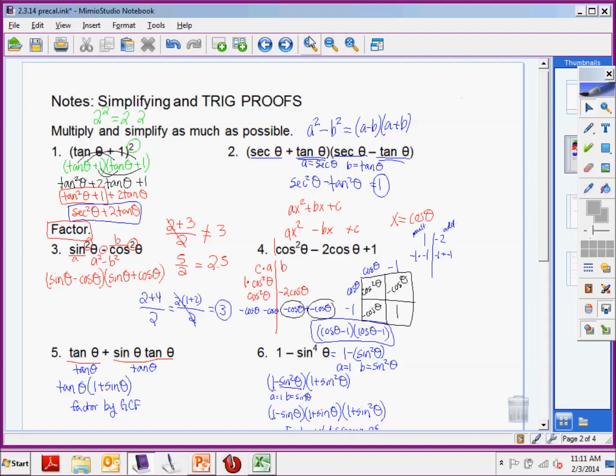Now, because I factored it, if this was the numerator of a fraction and there was something in the denominator that I wanted to eliminate, now I'm able to eliminate because I'm multiplying instead of just adding and subtracting.